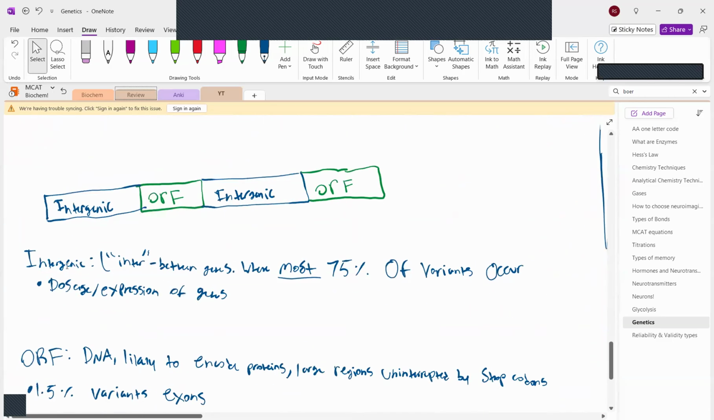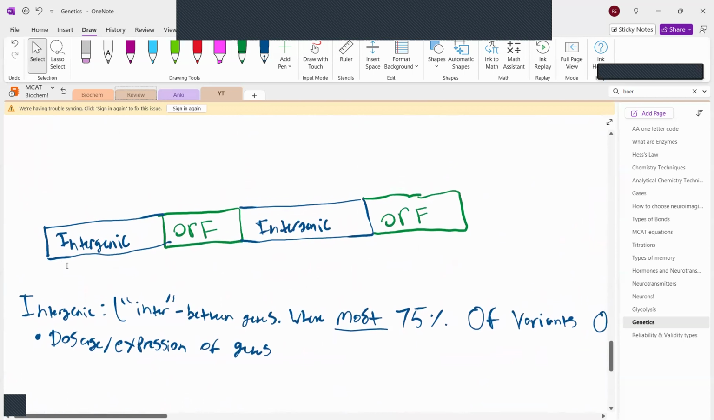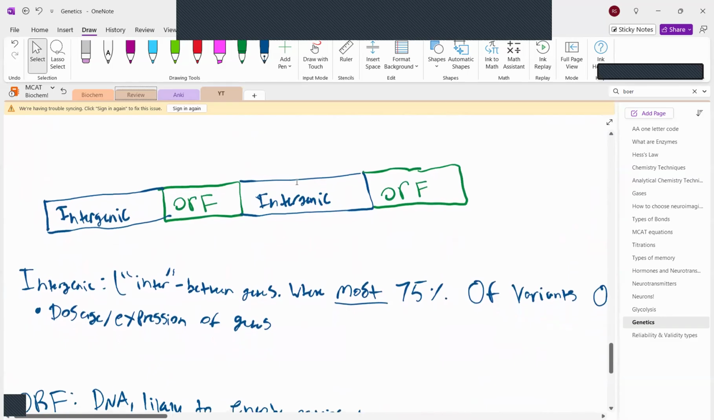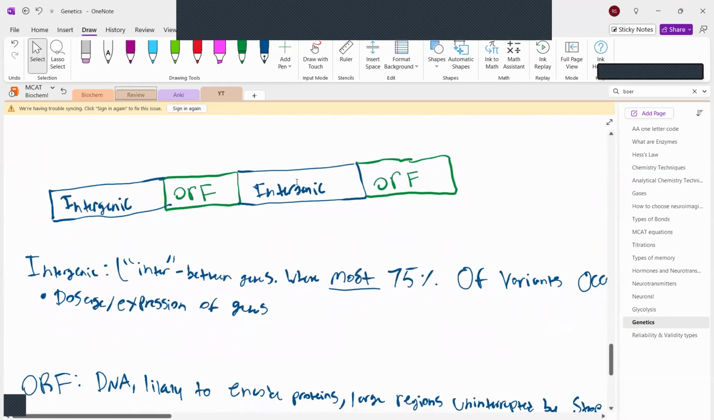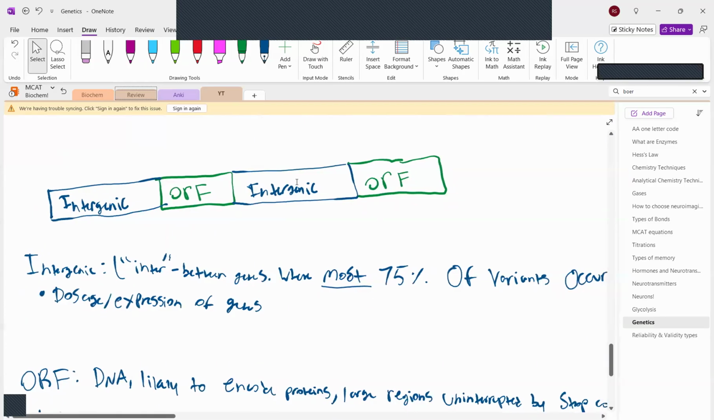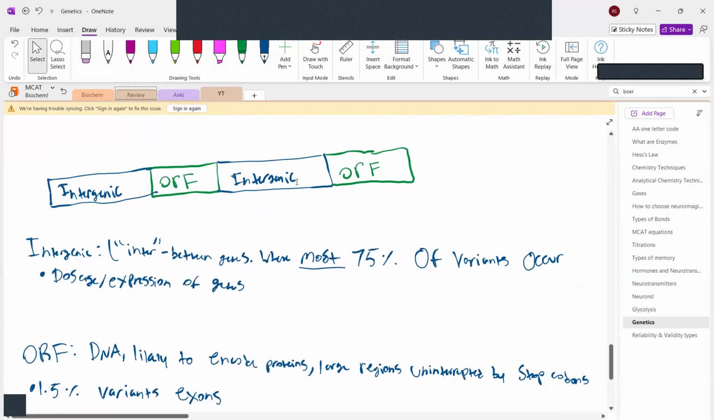And then I also kind of hinted at an open reading frame, which is where the genes are located. So there could be multiple genes located in the open reading frame. Also, genes can overlap too, depending on where they are in the chromosome. And then we have intergenic regions too. Intergenic means between the genes, and this is where 75% of your DNA is. So most aren't open reading frames.